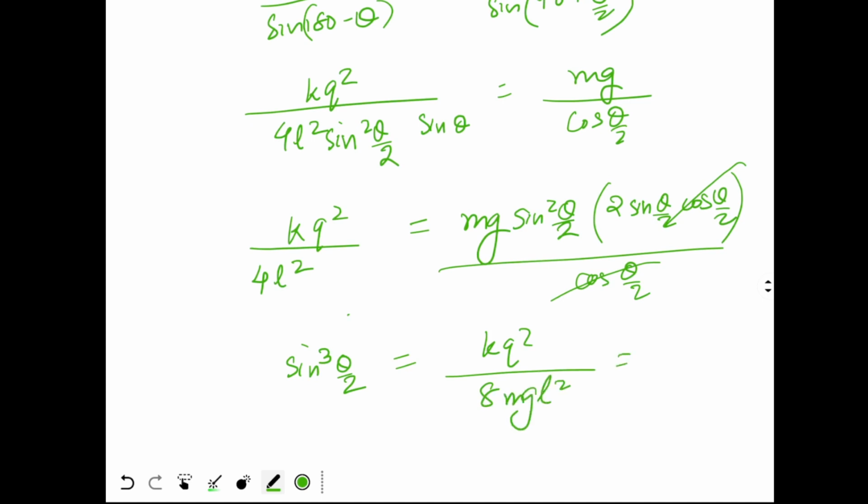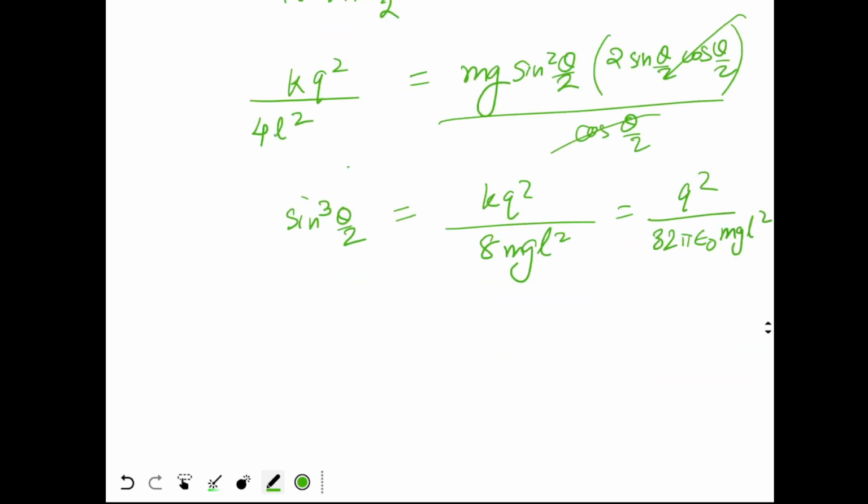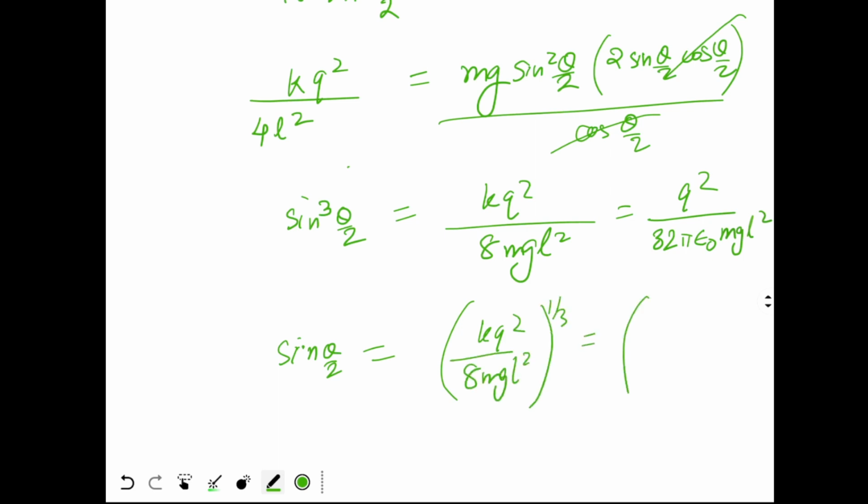K is 1 by 4 pi epsilon naught. So q square by 32 pi epsilon naught mgL square. This is the sine cube theta by 2. So sine theta by 2 will be equal to cube root of that. So kq square by 8 mgL square to the power 1 by 3, or q square by 32 pi epsilon naught mgL square to the power 1 by 3. So we just need to put the values in the question and we can find the answer.